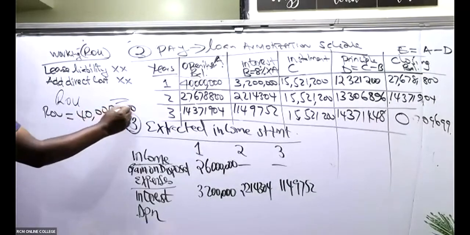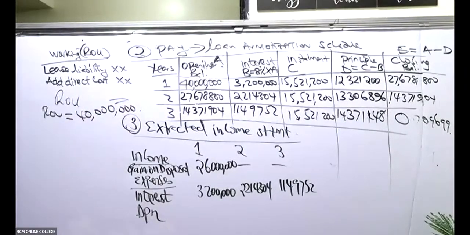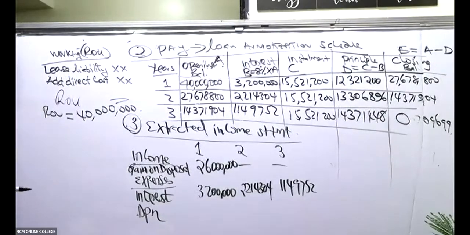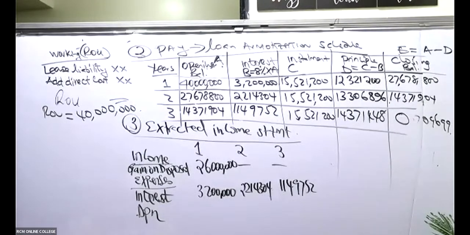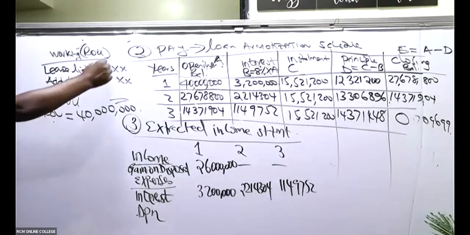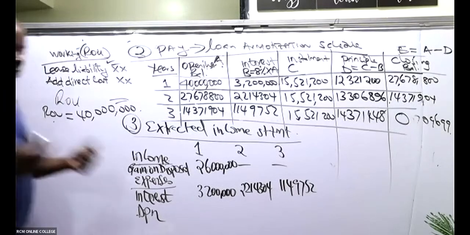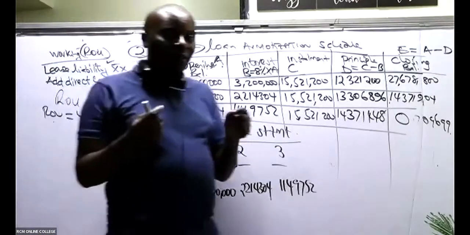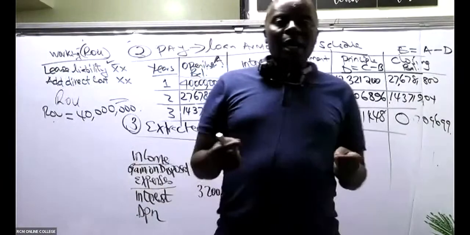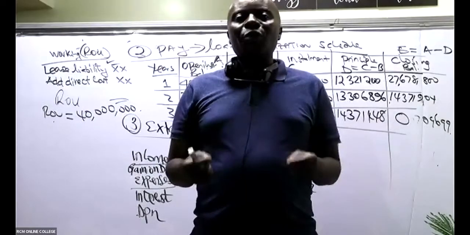Our ROU will be exactly equal to what here, somebody? To 40 million, because there are no additional costs. So our ROU will basically be equal to the lease liability. So remember, this right of use is what will be your asset value as you begin.